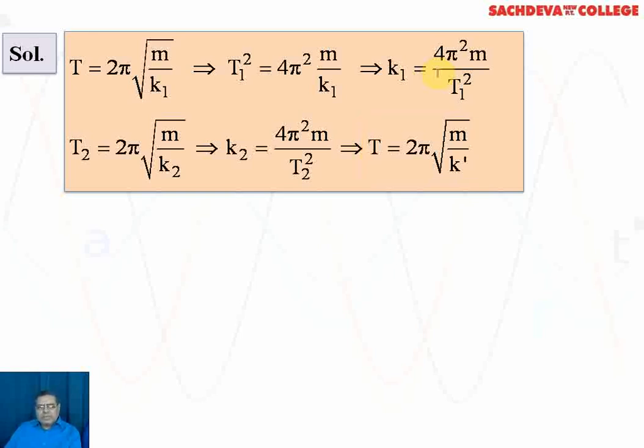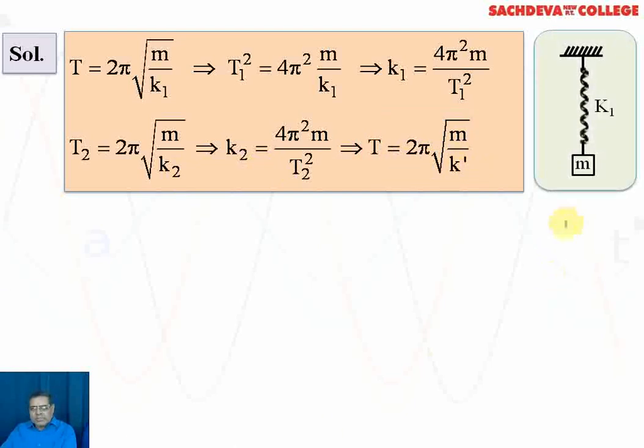is given to us: k1 as 4 pi square m over T1 square and k2 as 4 pi square m over T2 square. If we divide the two values, we will get k1 over k2, and 4 pi square m will cancel off, and we will get T2 square over T1 square. Then we finally compute the value, and the final result will come: T is equal to 2 pi under root m over k dash. This is shown in the figure.